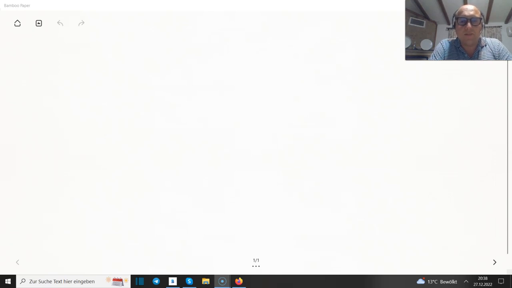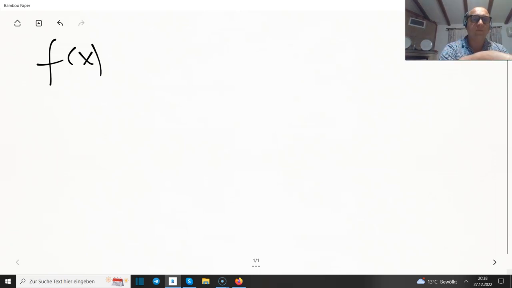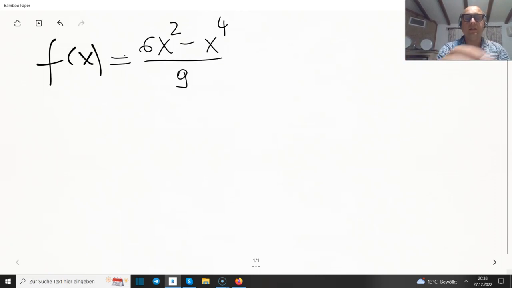Today let's consider one further function and we're going to discuss it and plot the graph at the end. So the function is f of x equals, well, let's write it a little bit unorthodox, 6x squared minus x to the power of 4 divided by 9. So that can be given like this.